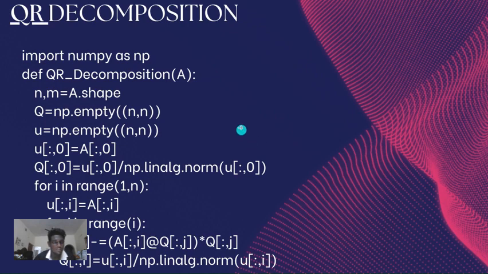First column: take the first column of A and store it in U. Normalize this column, make its length 1, to get the first column of Q.